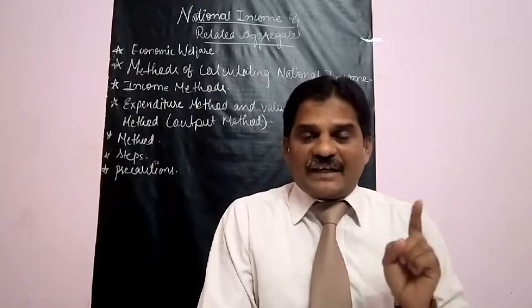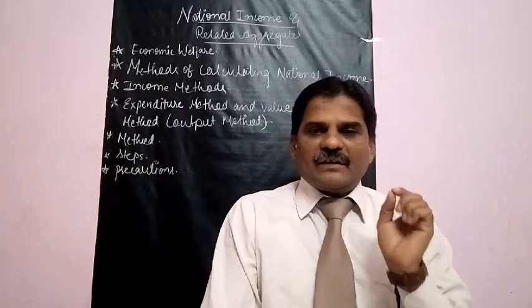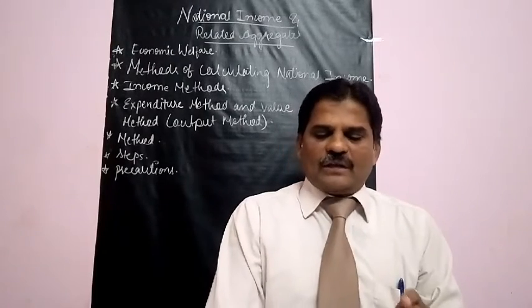Now fourth step, add net factor income from abroad. Whatever you receive from abroad, that we have to add here. That is NFIA, net factor income from abroad. We have to add it to the net domestic product at factor cost, that is NDP at factor cost, to obtain the net national product at factor cost, that is NNP at factor cost, which is called national income.